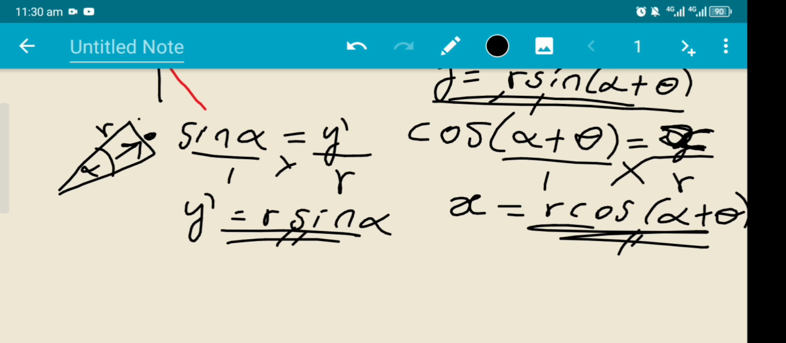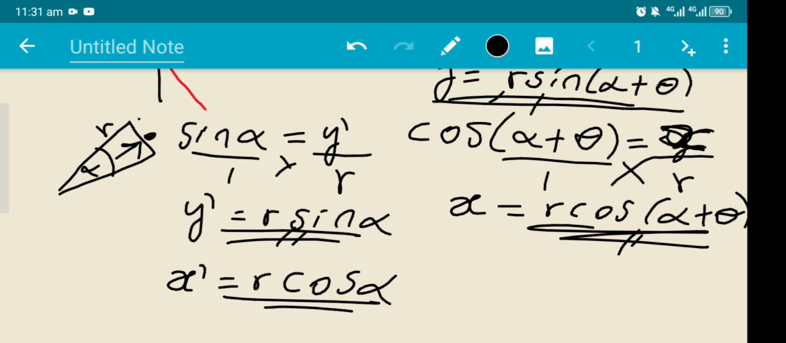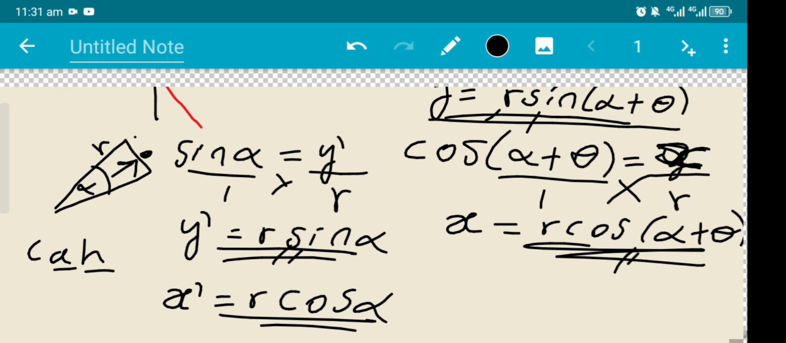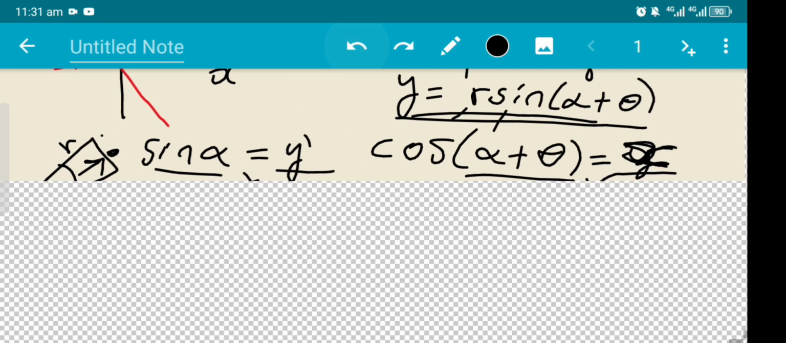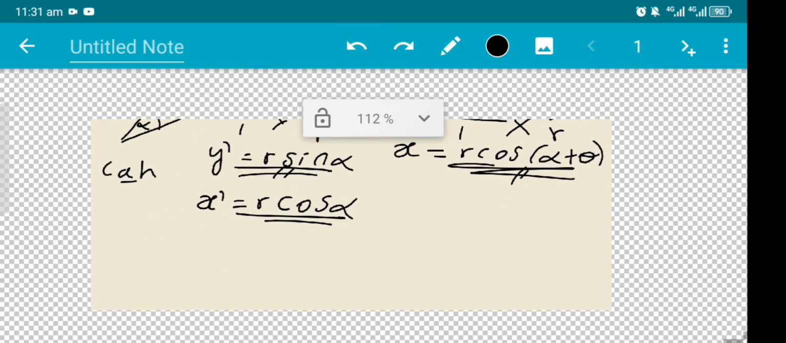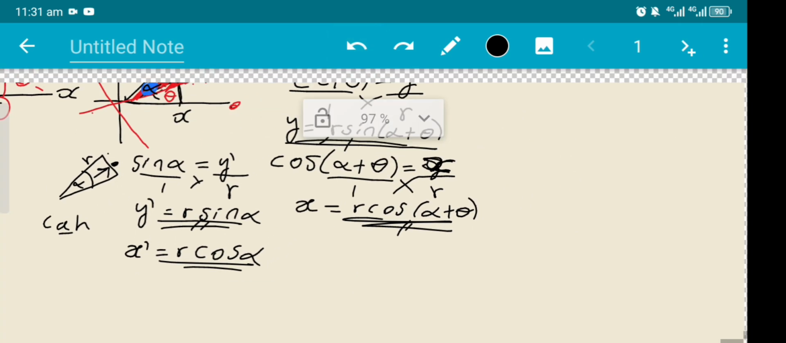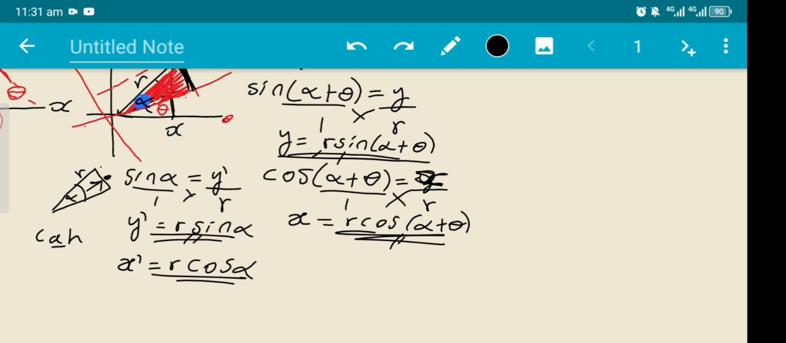Then for cos, it is just going to be x prime is equals to r cos alpha. How did we find cos? Adjacent. So this is adjacent over hypotenuse. In this case, our adjacent is in the x. Our hypotenuse is, r, sorry. Yeah. So we're done. Okay. Now what can we do with these equations? How can we make them useful?